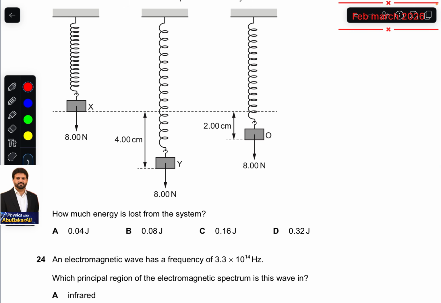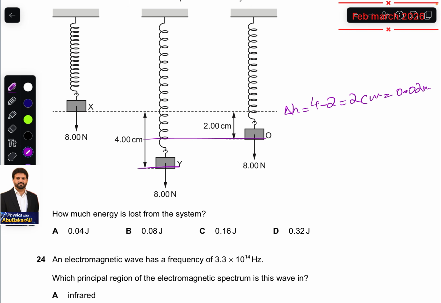Okay, pretty easy. It was initially at this point, and after doing all of the work, it is reaching at this point. So there is a change in height. So the first thing that comes into my mind, there is a change in potential energy. How much change? It is moving from this to this. Okay, so change in height is 4 minus 2, that is 2. So 2 centimeter, that is 0.02 meter. That is the change in height.